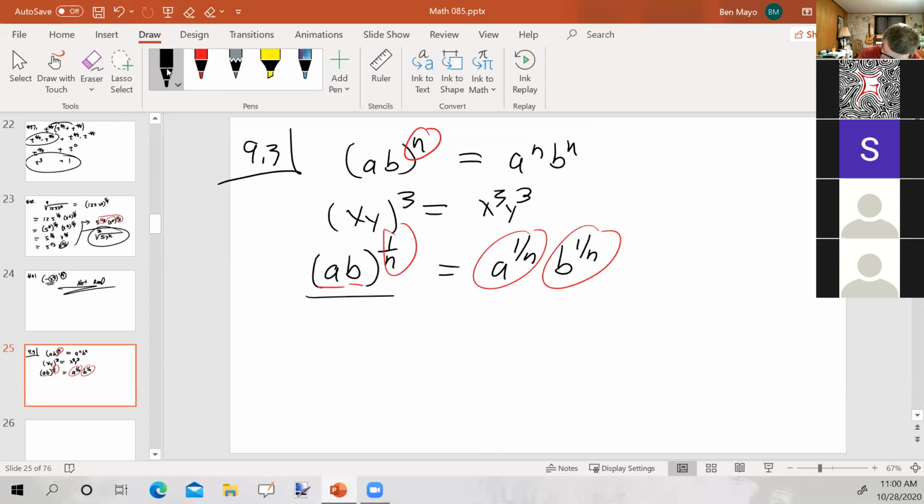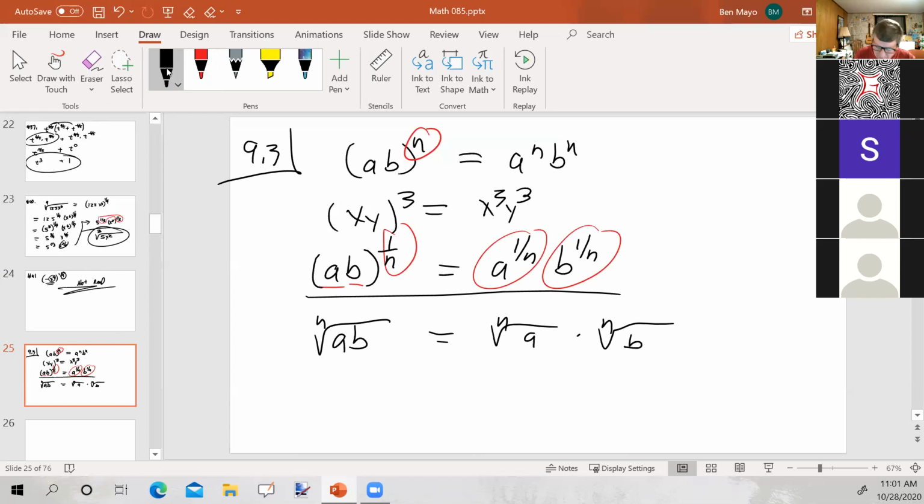All right, let's take this expression and convert it into radical notation. That would be the nth root of AB, which equals the nth root of A times the nth root of B. So what that means is if we have a product inside of a radical, so if the radicand is a product, we can pull it apart and use separate factors of this product under separate radicals that are being multiplied together.